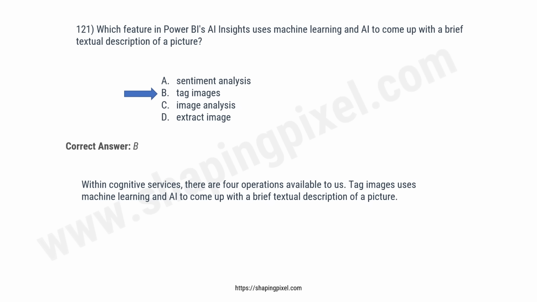Within cognitive services, there are four operations available to us. Tag images uses machine learning and AI to come up with a brief textual description of a picture.